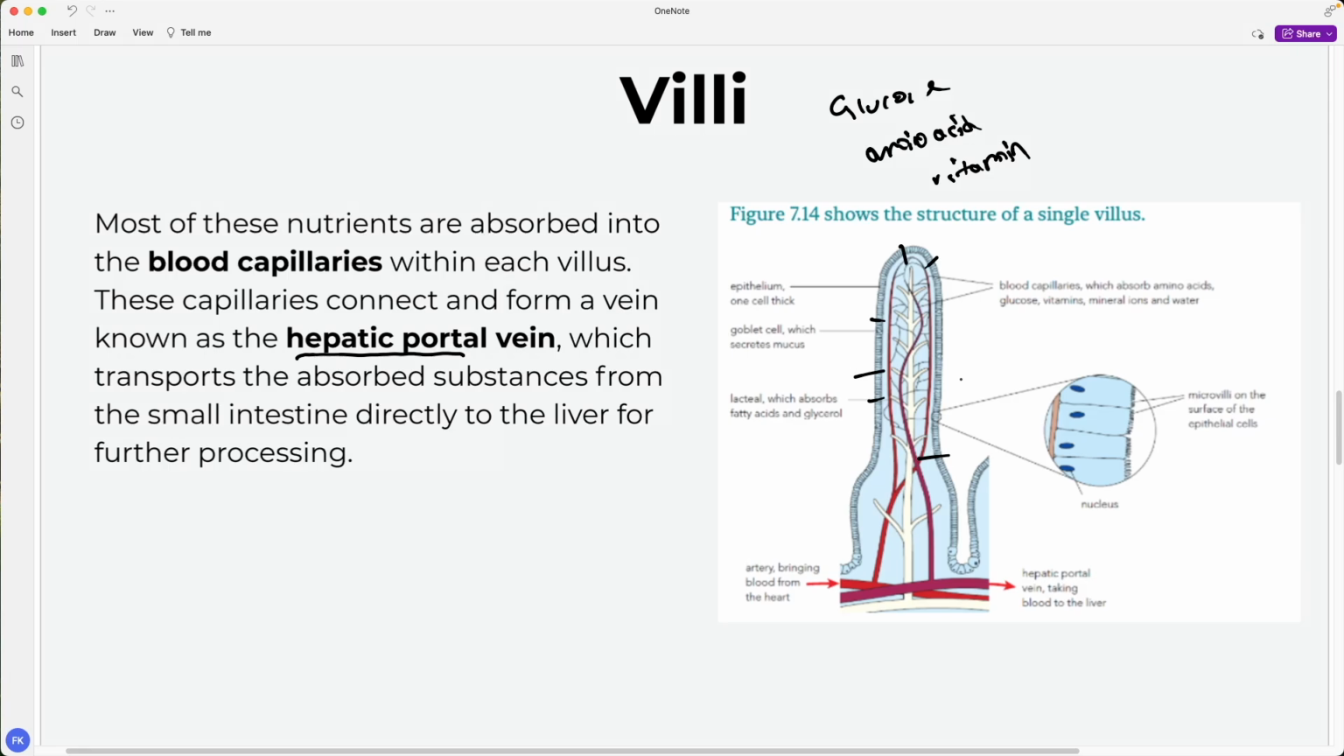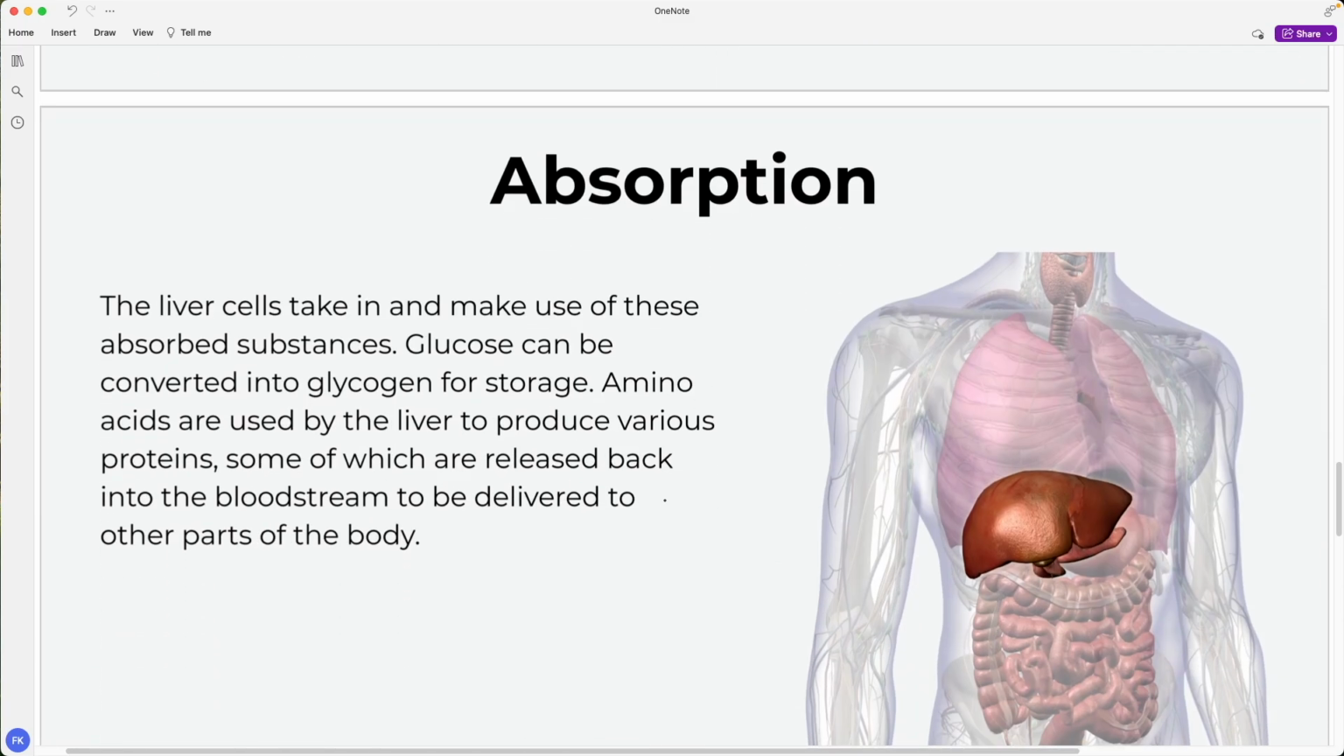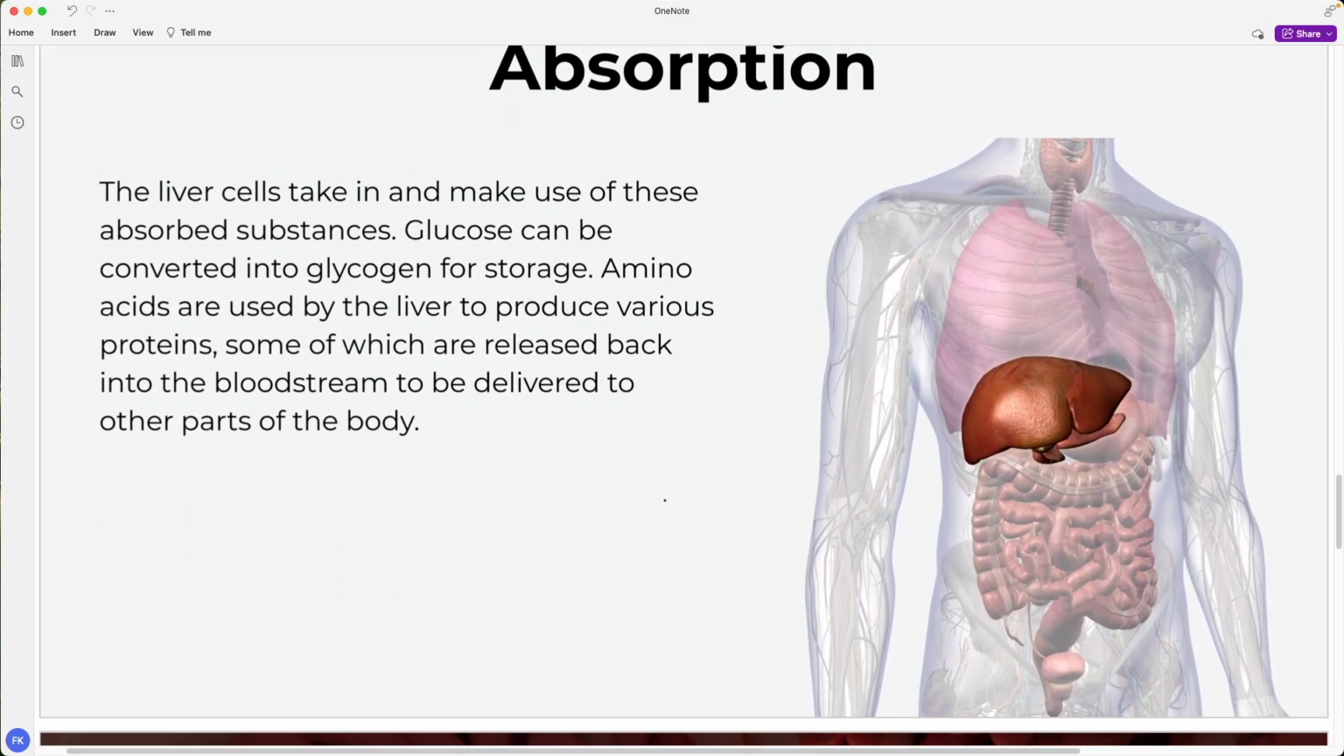Okay, these capillaries actually connect to form this hepatic portal vein. As you can see, these are connected to form the hepatic portal vein, which transports the absorbed substances from the small intestine to the liver. And in the liver, something interesting happens. Glucose is converted into glycogen for storage, and amino acids are converted into different proteins, and they're released back into the bloodstream.